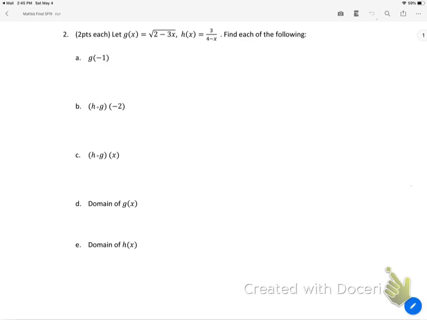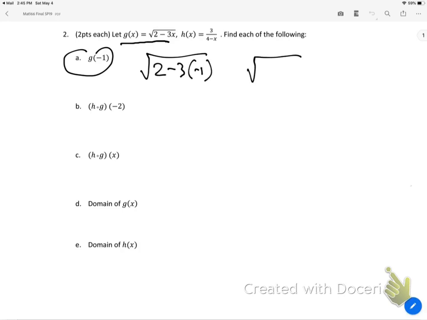Okay, so what's g of negative 1? This is the g equation. I'm going to put negative 1 where x is. That is 2 plus 3. That is the answer. Okay, the square root of 5. Okay, let's look at this one.